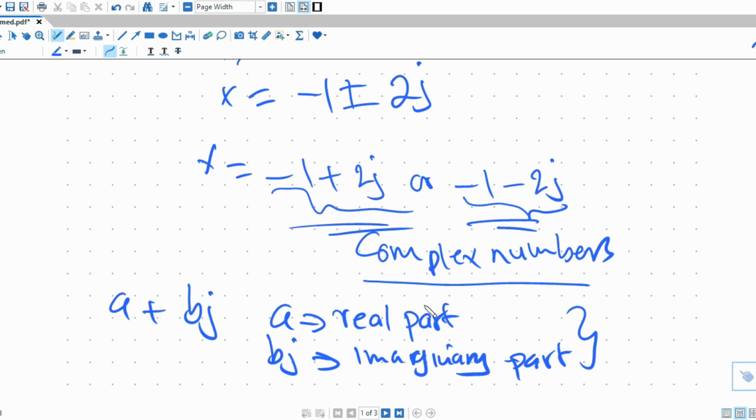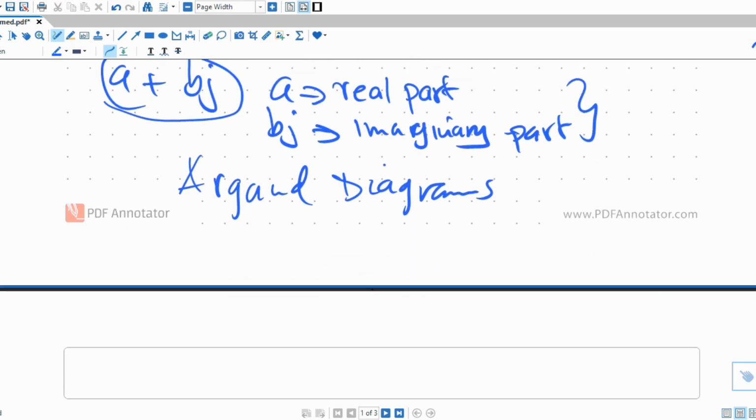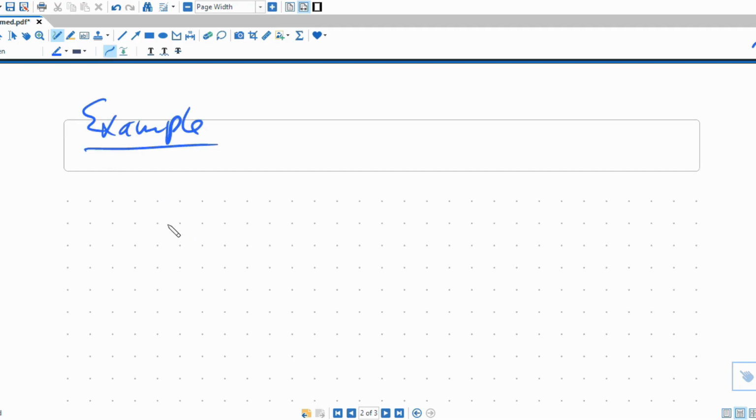Also, complex numbers of the form above are called Cartesian complex numbers, and that means that they can be represented using what is known as Argand diagrams. Now let's look at one more example: solving the quadratic equation of the form x squared plus 4 equals 0.